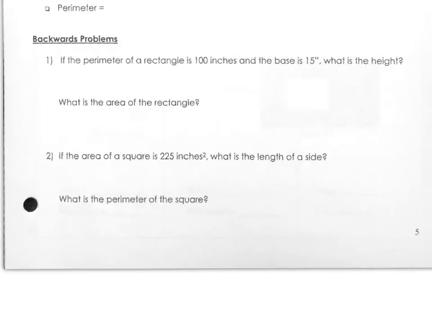So now we're going to do a lot of what we call backwards problems. And so backwards problems are where you're going to have to use the formula first and plug in to find something. So if the perimeter of a rectangle is 100 inches and the base is 15 inches, what's the height? Well, if you don't immediately know how to solve this, maybe you draw a diagram.